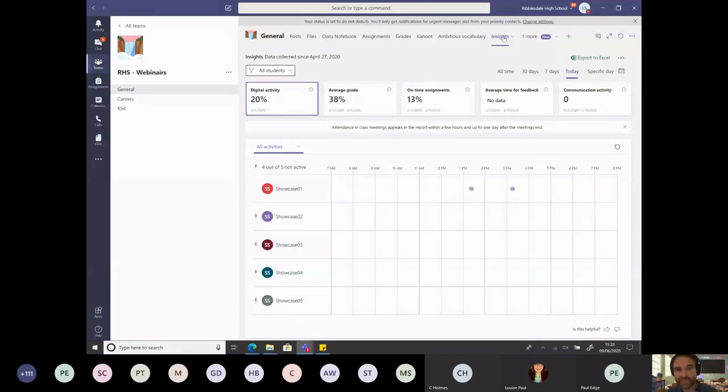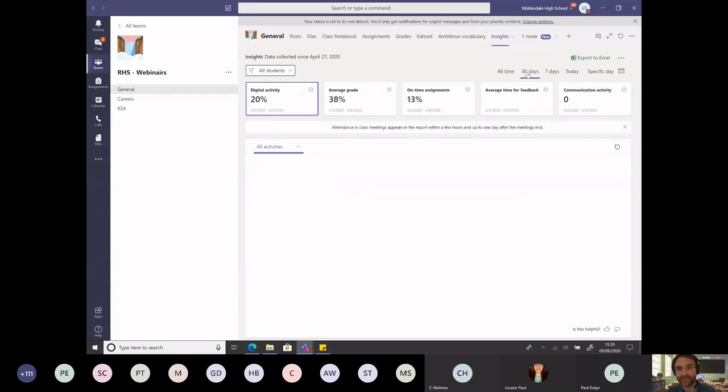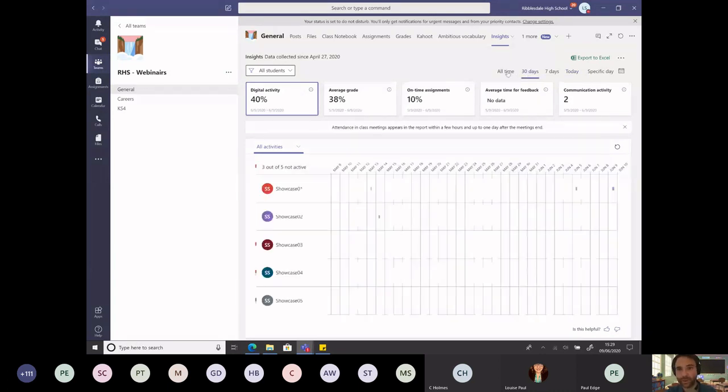As you can see at this moment in time, I've got 5 users. 4 out of the 5 are not active. The only person who was active is Showcase 1. And as you can see, they have been on at this current time, and they've currently been working on these assignments. And that was today, and I can actually go 30 days in the past. I can go all time.